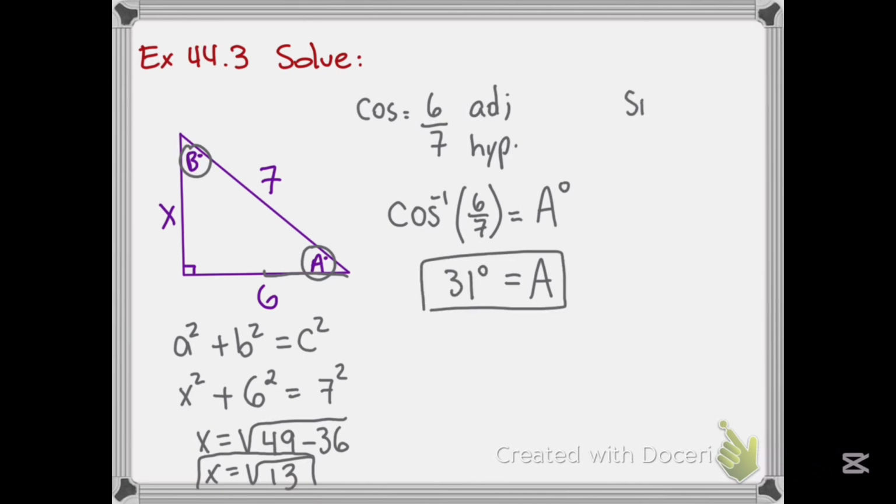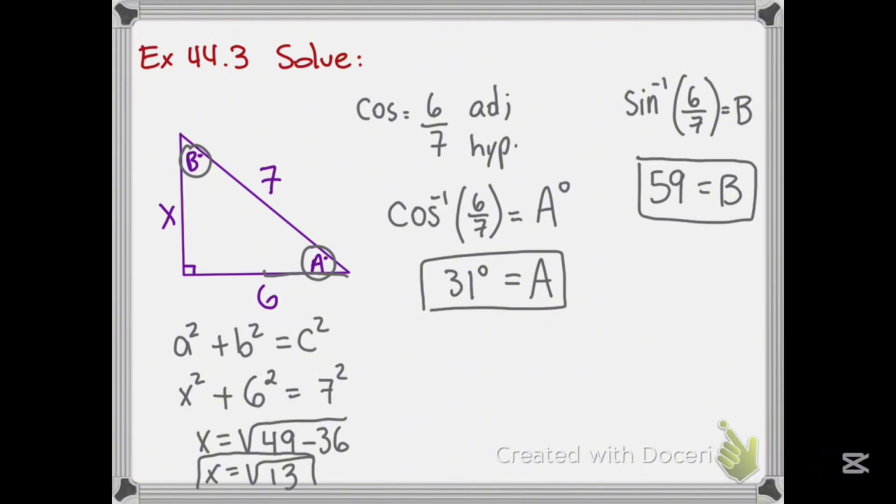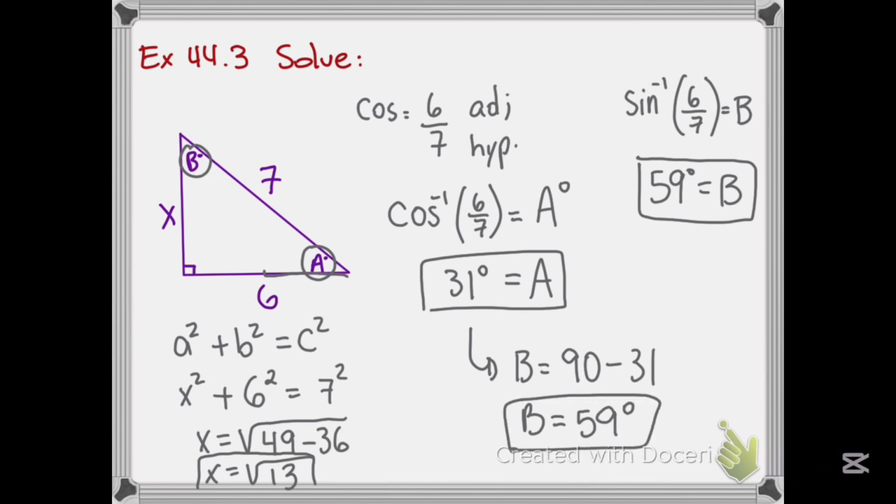Now to find B, we're going to use sine, the inverse sine of 6/7. And again, if we put that in the calculator, we get 59 degrees. Now remember that we can also just find the complement of 31. If we subtract 90 minus 31, it is 59 degrees. And that's it.